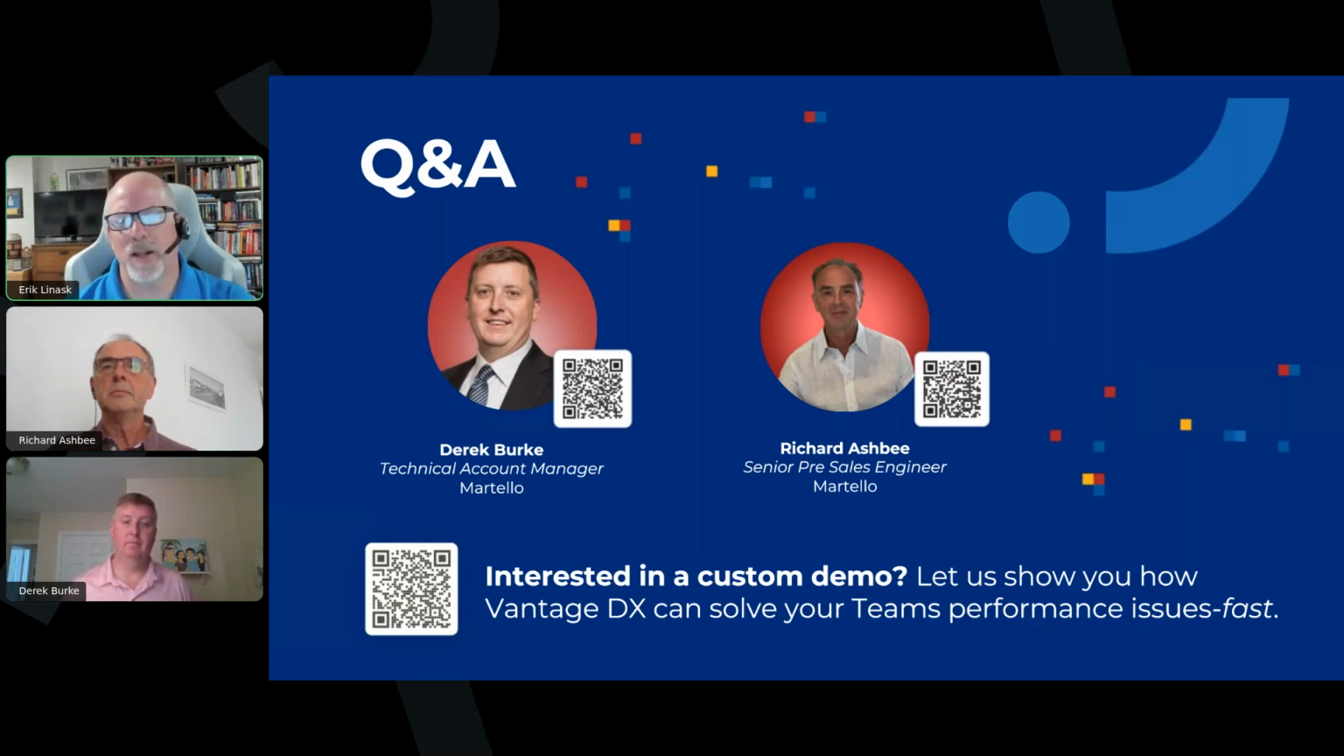Thanks, guys. So, Richard, I think you were the one that pointed out the idea that organizations might have a fallback option if there's a Microsoft outage. And there are others who might use Teams internally and might use a different platform, like Zoom, for instance, externally. Is there anything that Vantage DX offers in situations like that?